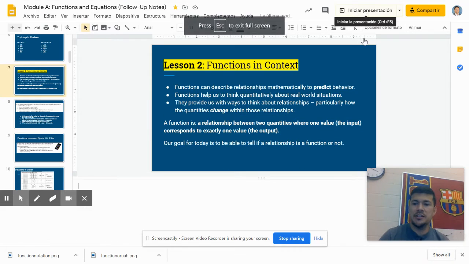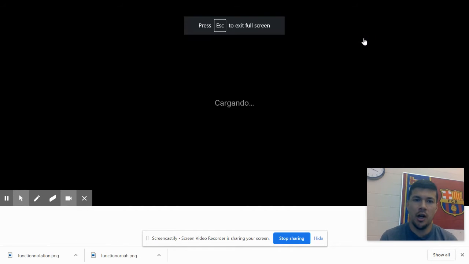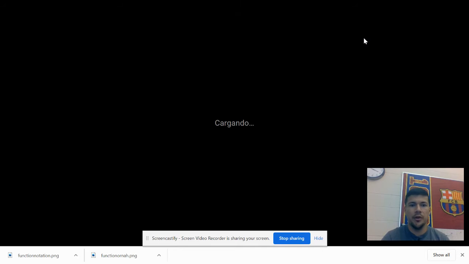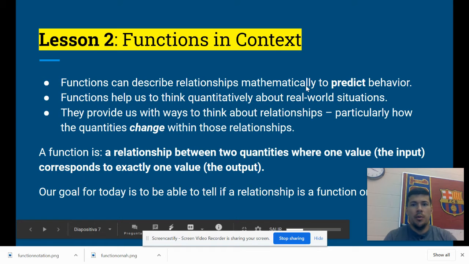All right, guys, this is your second lesson, and it is about functions in context. So functions have a role in the real world. Let's get right to it. A function describes relationships mathematically and predicts behavior. It helps us think about the real world numerically, and really, we're looking at patterns. We're looking at how quantities change within the relationships.